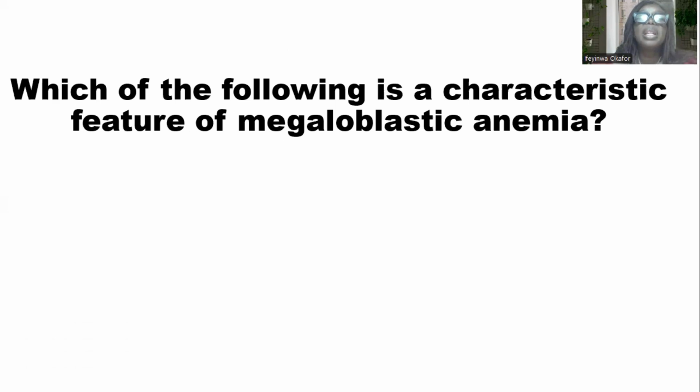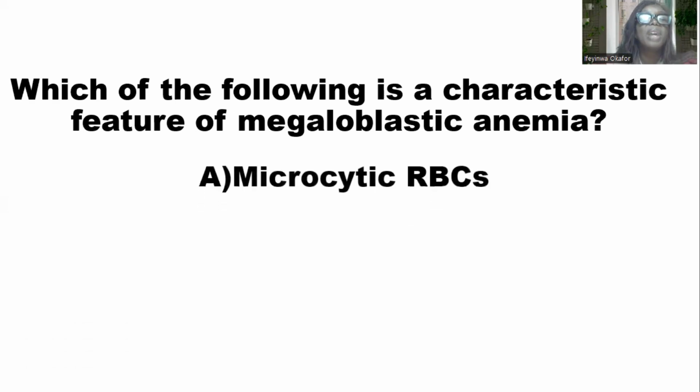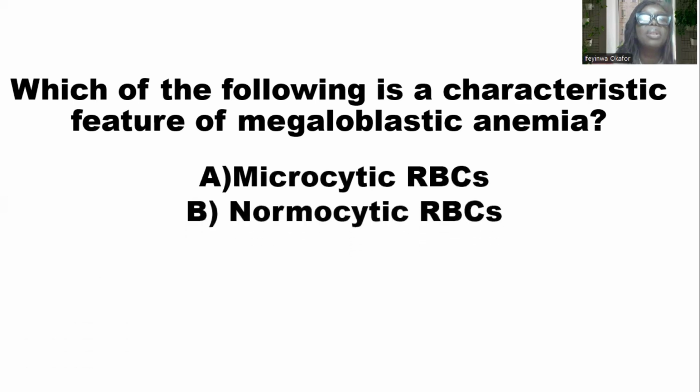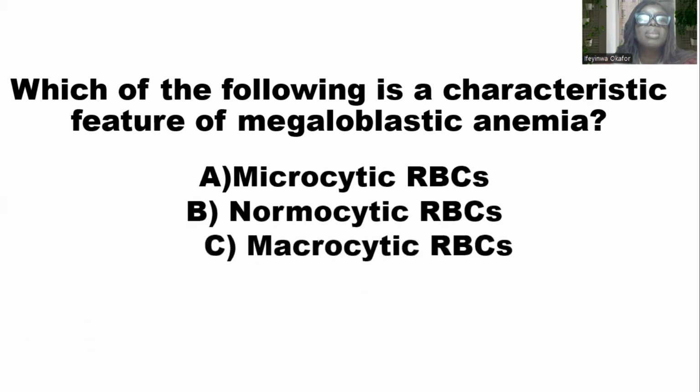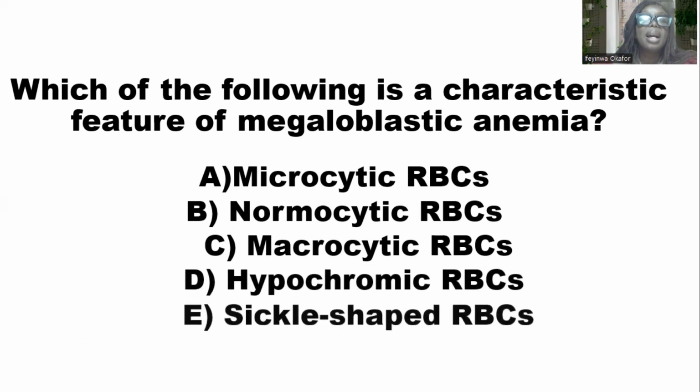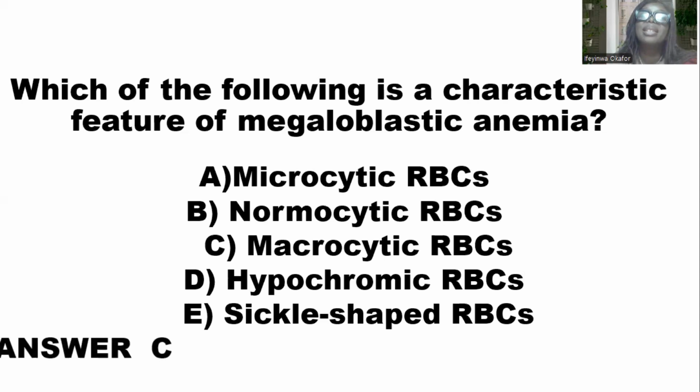Which of the following is a characteristic feature of megaloblastic anemia? We have microcytic red blood cells, normocytic red blood cells, macrocytic red blood cells, hypochromic red blood cells, sickle-shaped red blood cells, and the answer is C, macrocytic red blood cells is a characteristic feature of megaloblastic anemia.